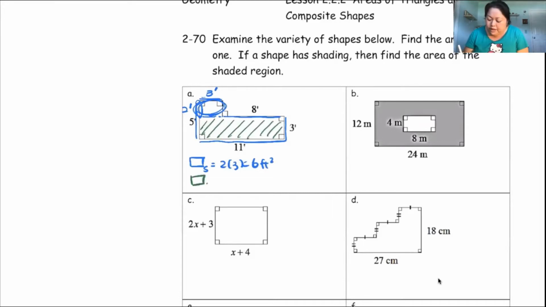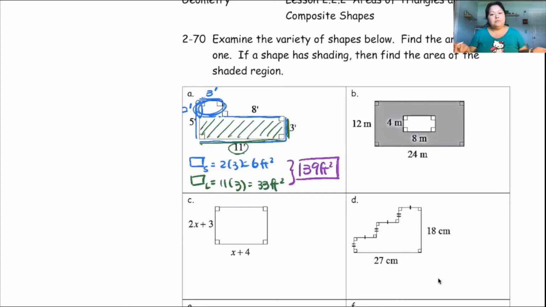So the large rectangle has a base of 11 feet. So it's 11 this way, but it's only 3 feet up here, not 5 feet, just 3 feet. So it's 11 times 3 here, and that will give me 33 square feet. And now because this shape is a composite, a combination of the small and the large, you need to add them together. So together you have 39 square feet. And that's it for part A.